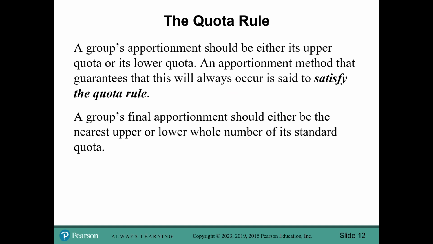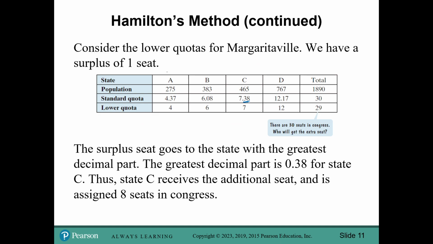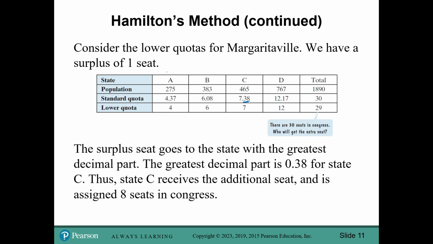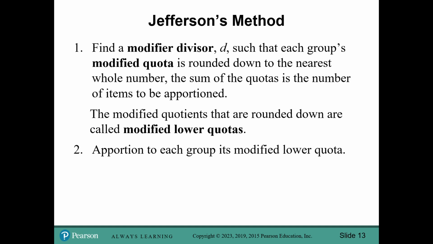Now let's look at the quota rule. A group's apportionment should be either its upper quota or its lower quota. An apportionment method that guarantees that this will always occur is said to satisfy the quota rule. A group's final apportionment should either be the nearest upper or lower whole number of its standard quota. Okay, and we can see that in this case in Hamilton's method, the quota rule is met because C takes its upper quota, all the rest of the numbers take its lower quota. As long as we don't go over the lower or upper quota on any of the states, we're fine, and we can pass the quota rule.